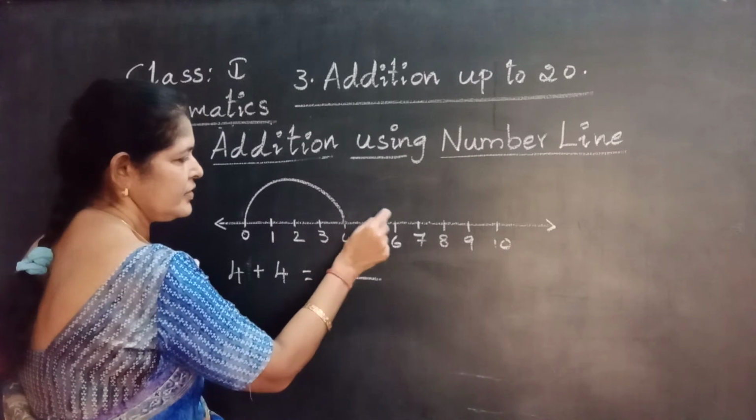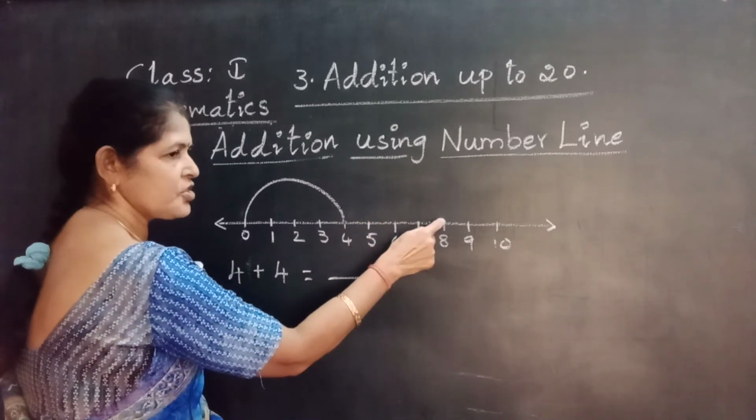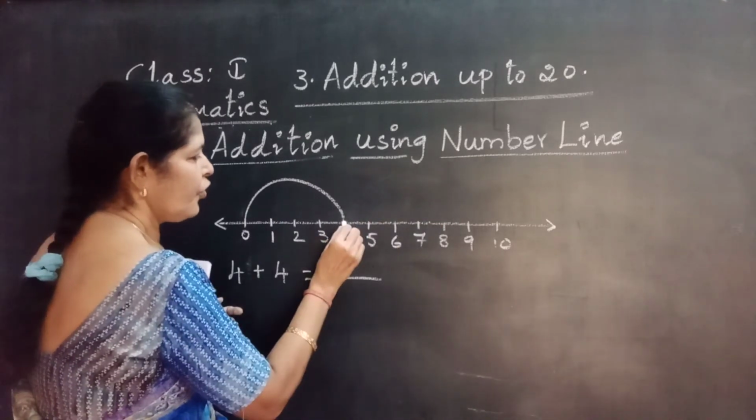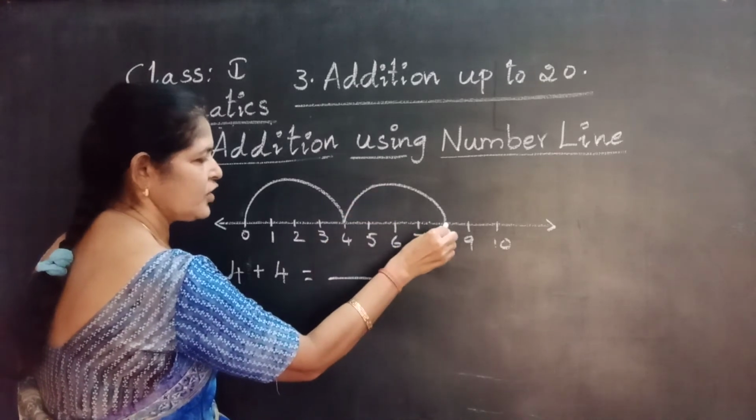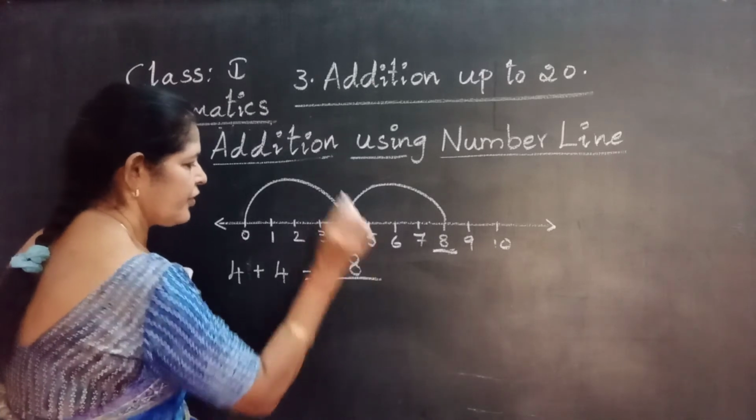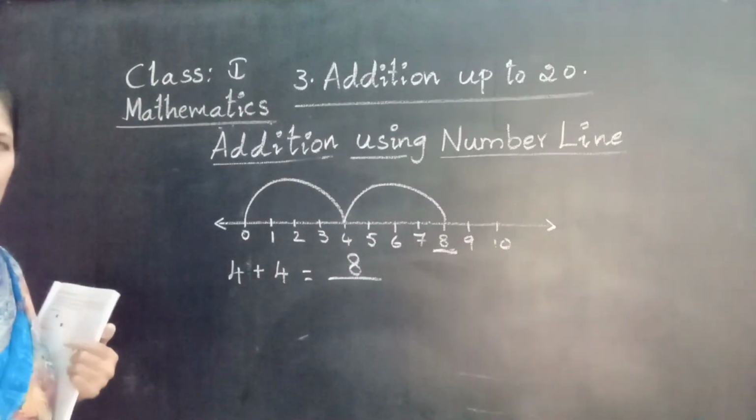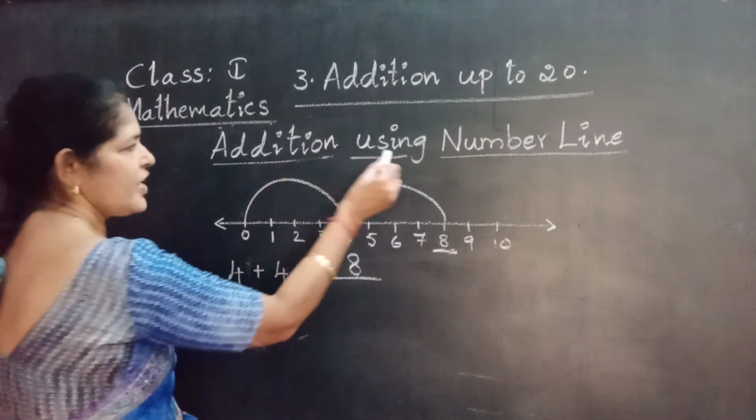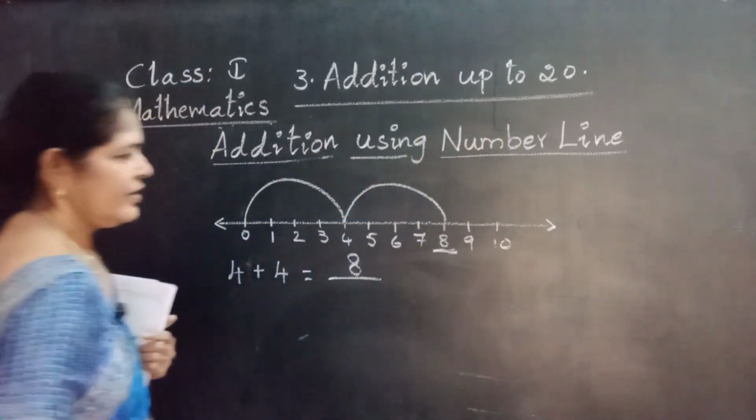4 numbers: 1, 2, 3, 4. Where should you stop? At 8. 4 to 8. This is the second step. Then the answer is 8. 4 plus 4 is 8. This is addition using a number line.